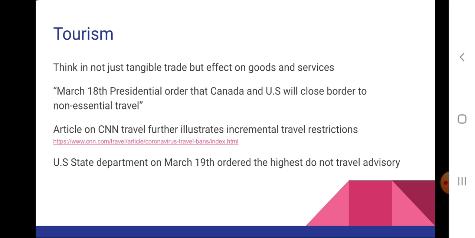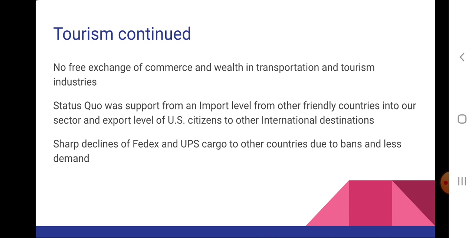So let's look at some examples of things that have been affected by this, and let's look at tourism. Think not just tangible trade, but the effect on goods and services. March 18th presidential order that Canada and the U.S. will close borders to non-essential travel. Furthermore, on CNN, here's an article that illustrates incremental travel restrictions. And the U.S. State Department on March 19th ordered the highest do not travel advisory. So we have no commerce spent on tourism, which supported both an import level from other countries and an export level from U.S. citizens to other international destinations. We have no free exchange of commerce and wealth, and transportation and tourism severely declined.